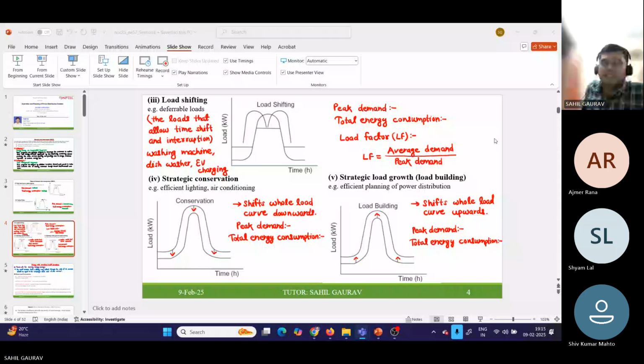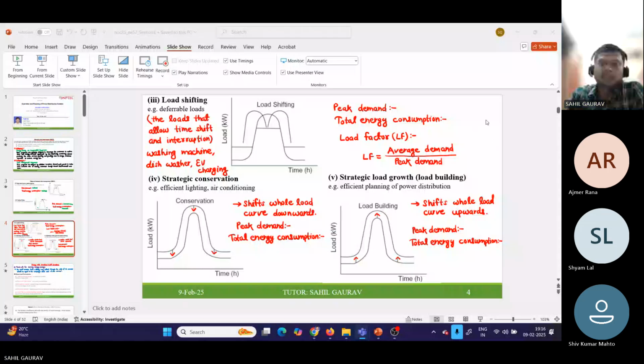Okay, understood or not? Understood. Yeah, so the loads that are used for medical purposes are non-deferrable loads. And deferrable loads are, as I said, washing machine, dishwasher, and EV charging. And non-deferrable are medical purposes, and lighting loads you can also say. In some areas lighting is a compulsory type of thing.